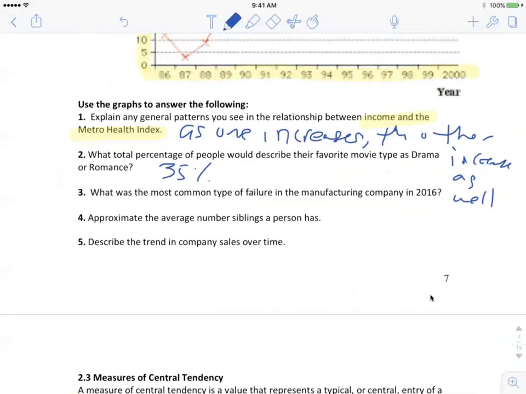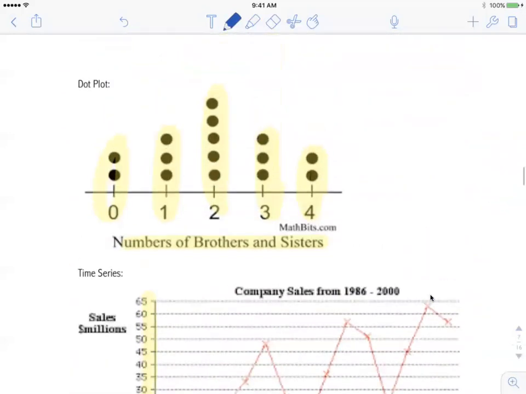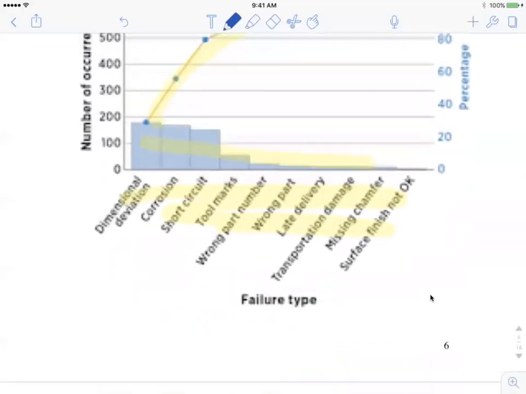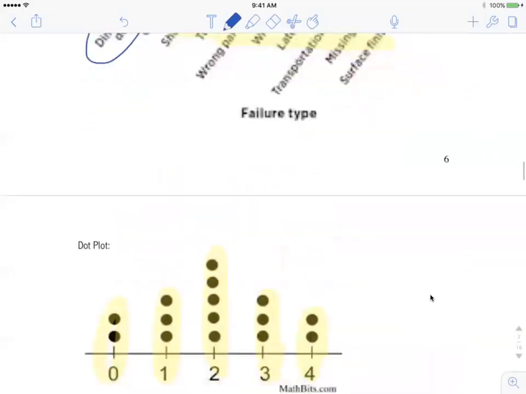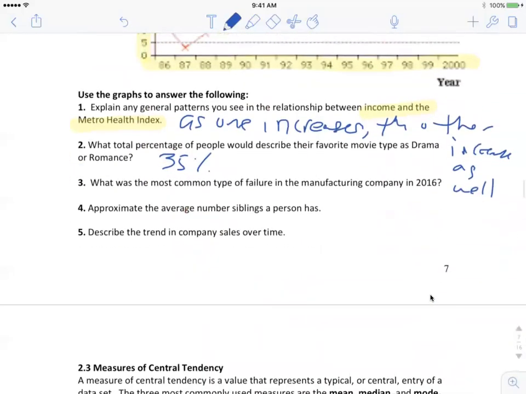What was the most common type of failure in manufacturing in 2016? Most common type of failure, if we could read that, dimensional deviation had the highest bar, right? Dimensional deviation. Okay. That's pretty straightforward too, just reading that bar chart.